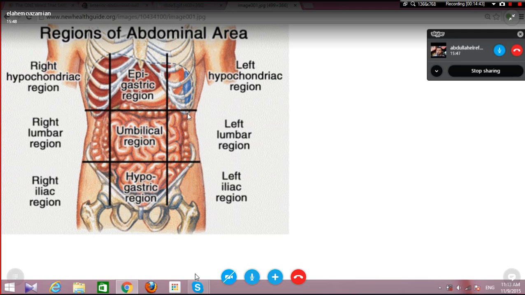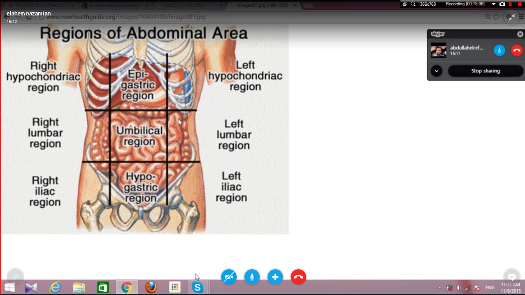Spleen is here in the left hypochondriac region. Here up we have in the right side the liver, then we have the stomach. In the left side, we have the spleen. These are unpaired organs. You just have one. And you have kidneys here in the right and left lumbar regions.